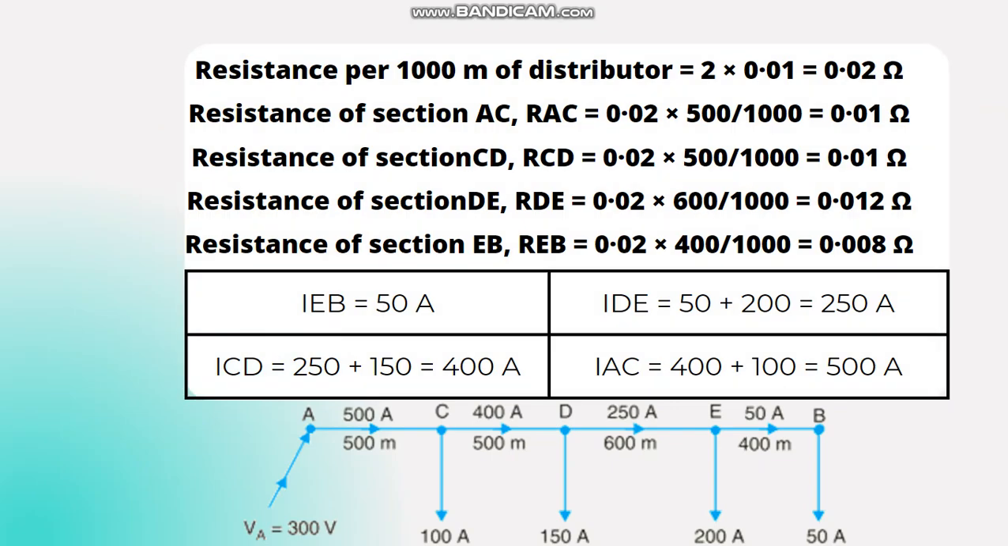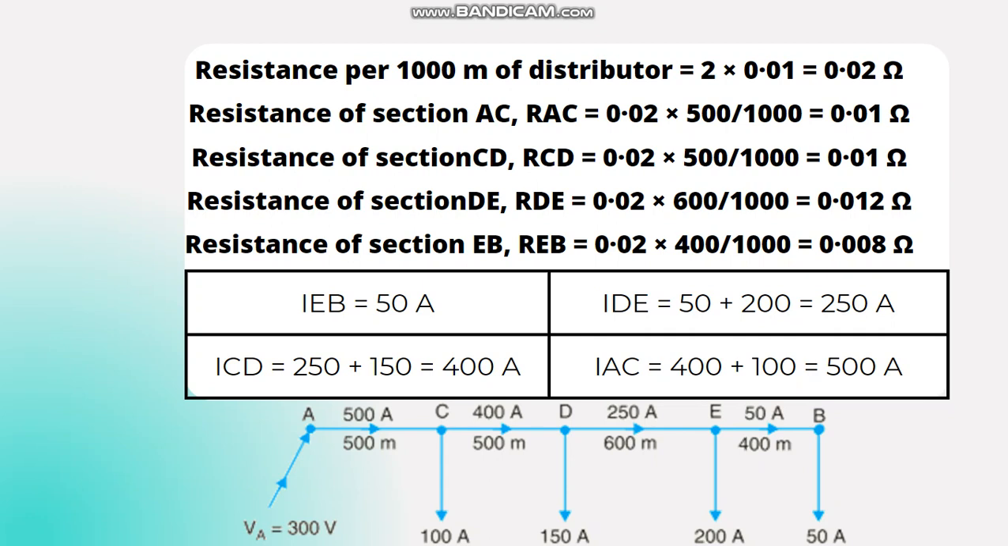This is the hand calculation to find the voltage at points C, D, E and B. First we find the resistance of the distributor for a 1000 meter section. It is a 2-wire DC distributor, so we take the resistance of each conductor and multiply by 2. Similarly, we find the resistances of the sections RAC, RCD, RDE and REB. This is general theoretical calculation.